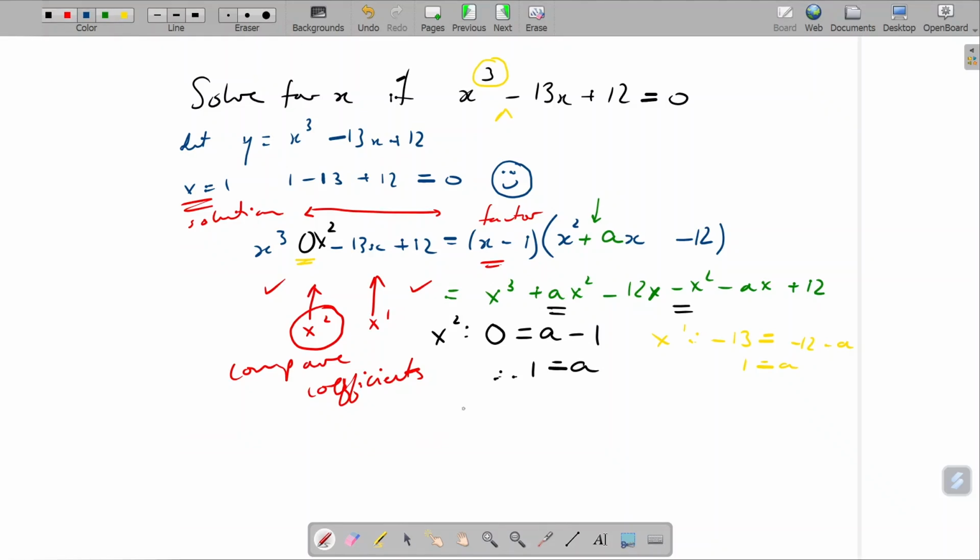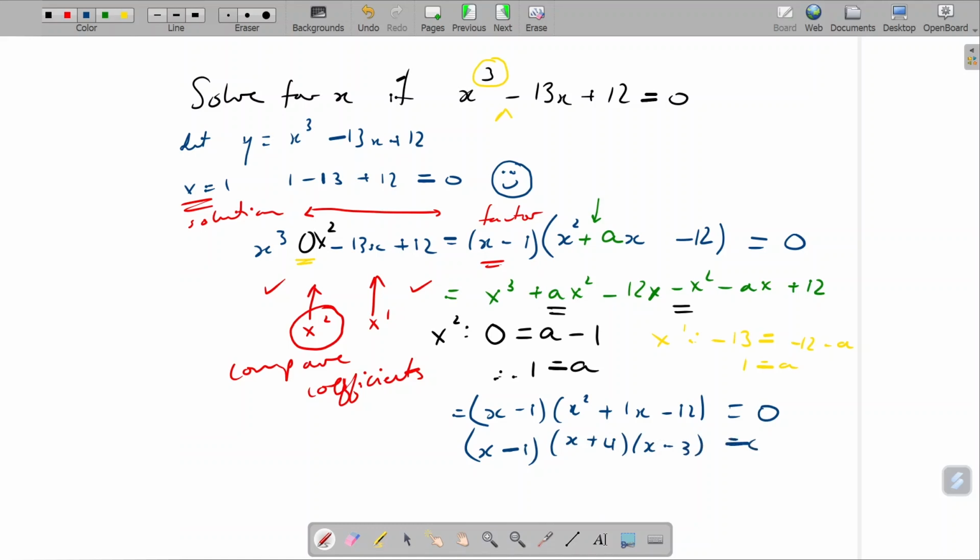So we now have x minus 1, x squared plus 1x minus 12 equals naught. Please don't forget that this actually is an equation equaling naught. So we now have x minus 1, and if you factorize that other trinomial, x plus 4, x minus 3 equals naught. Therefore, our three solutions are x equals 1, x equals minus 4, or x equals positive 3. And we have gone and solved for x.